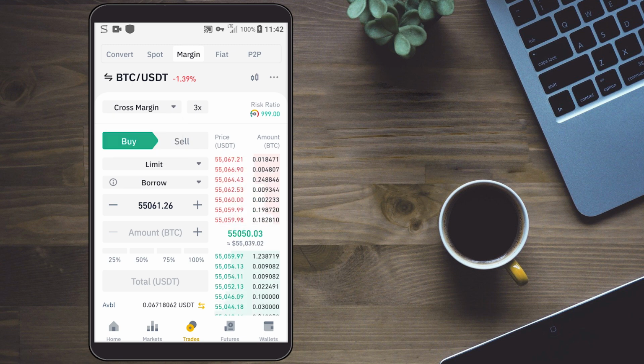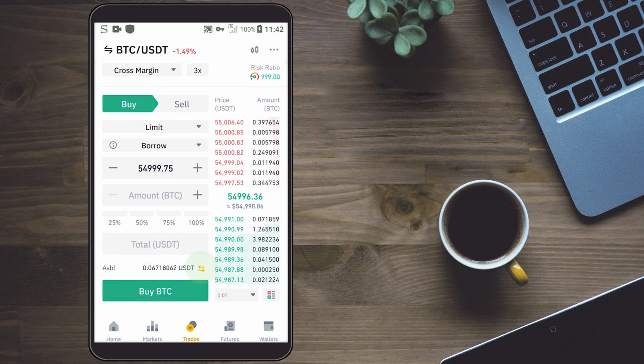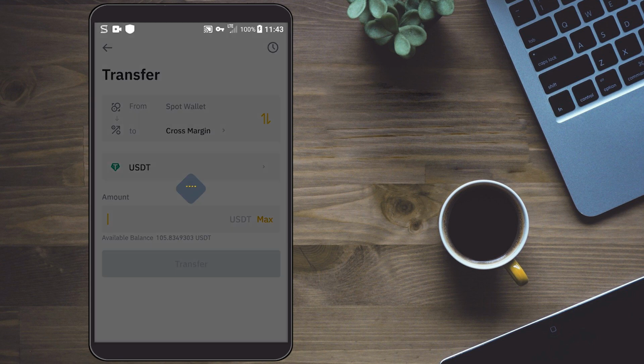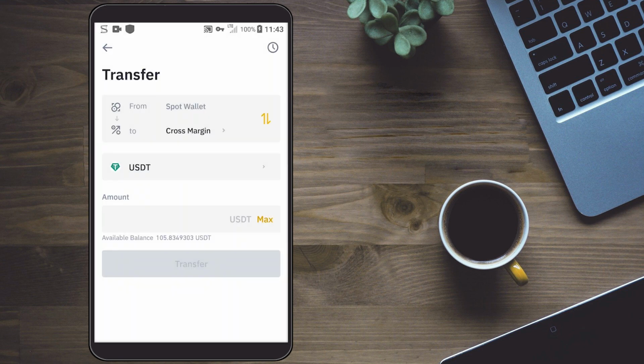Here, margin wallet is different from spot wallet, and to trade here, you need to transfer money to your margin wallet. By touching the transfer button here, you can transfer coins from your spot wallet to your margin wallet, actually the cross margin wallet that we just selected. USDT is selected, and that's what we want to transfer. You can enter your desired amount here.